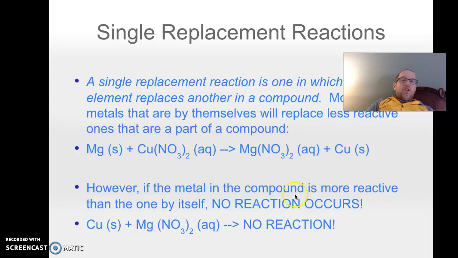and want to be with other elements in a compound. And so if that's the case, then no reaction occurs. So I'm going to go ahead and move right on to that.